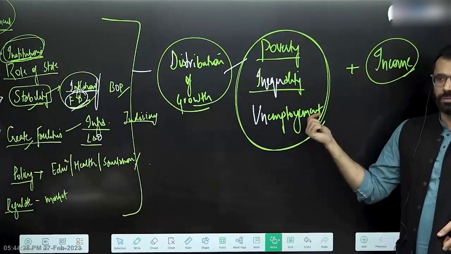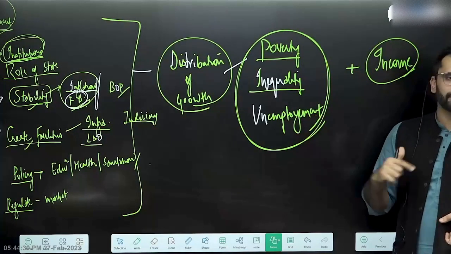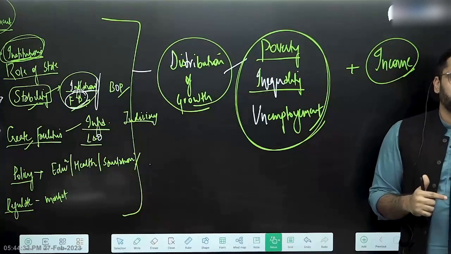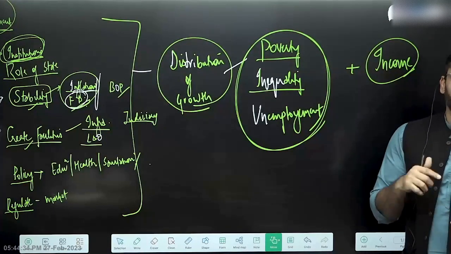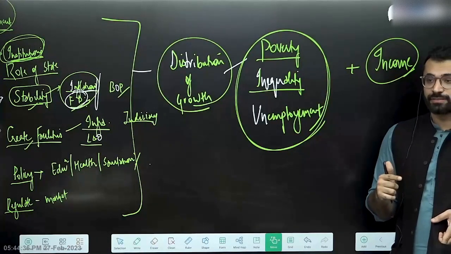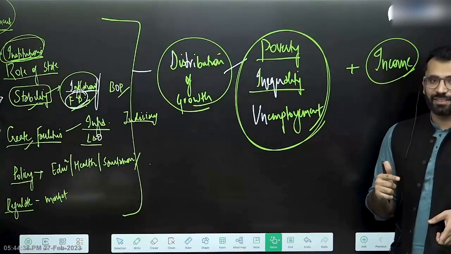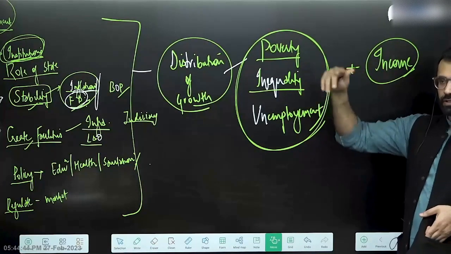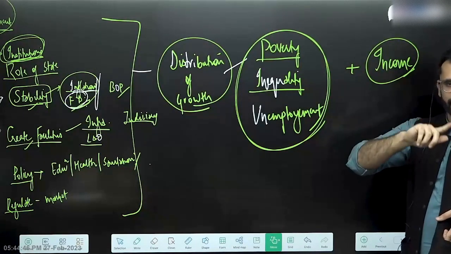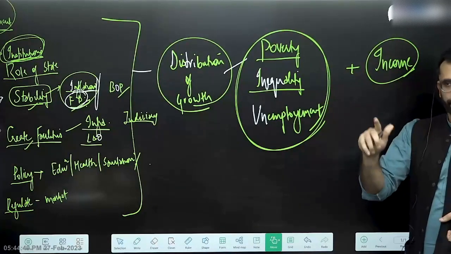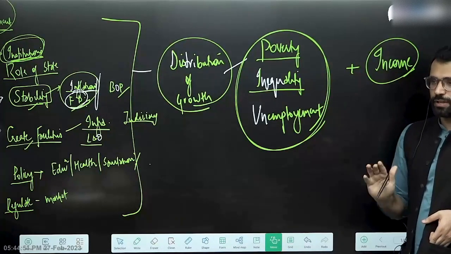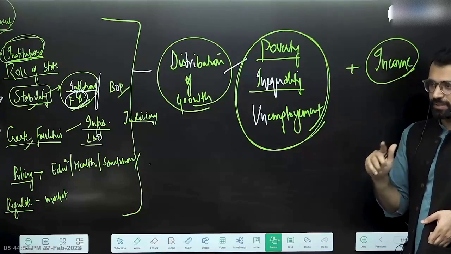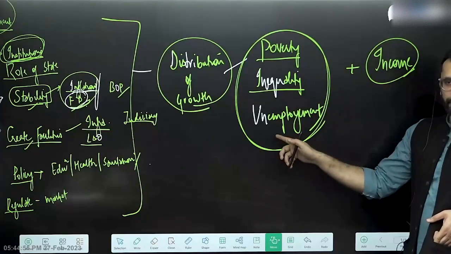What is unemployment? Or what is employment? People are willing and they are getting. Employment is a function of production. So if production activity will happen, jobs will be created. So employment is a function of production activity. So we are all talking about income.